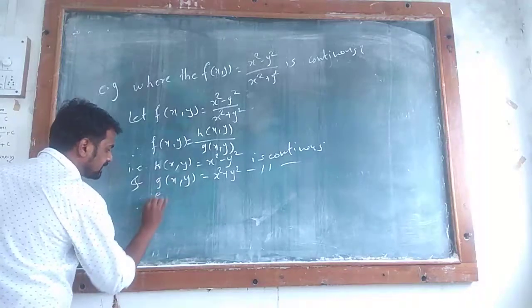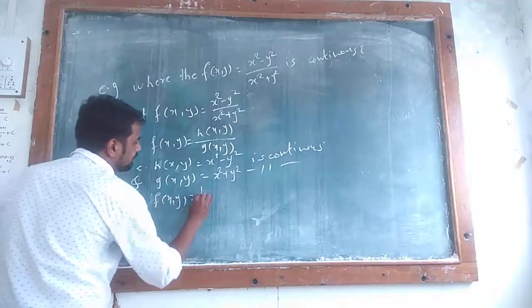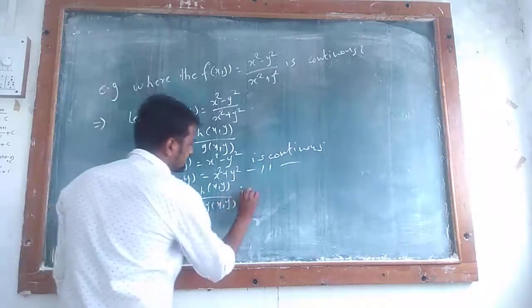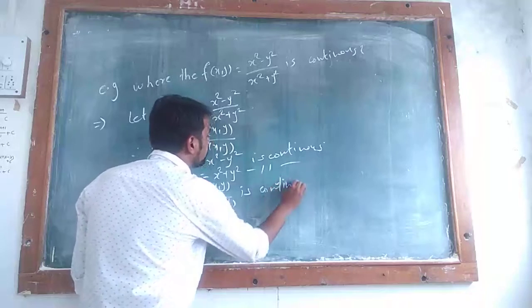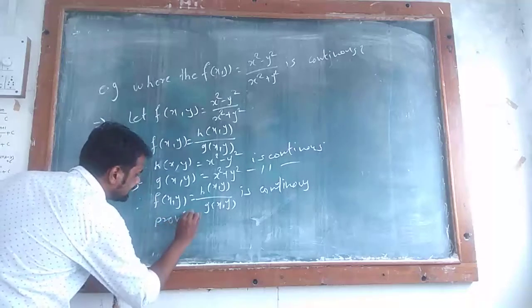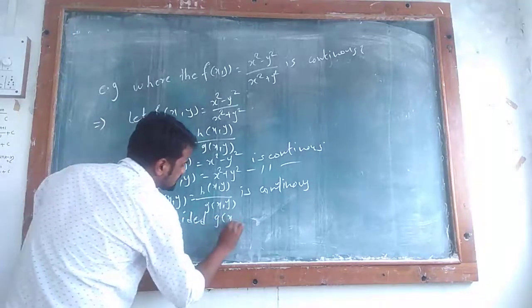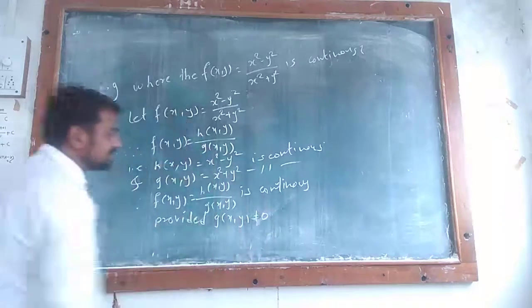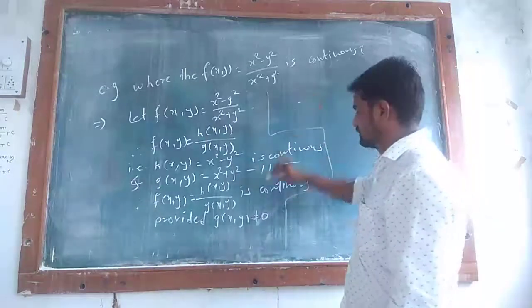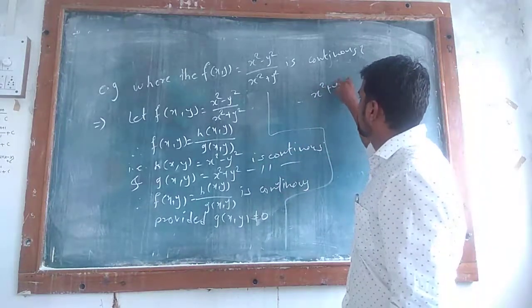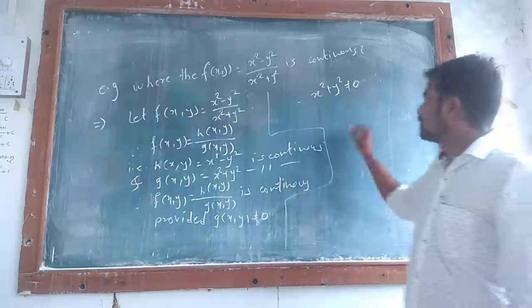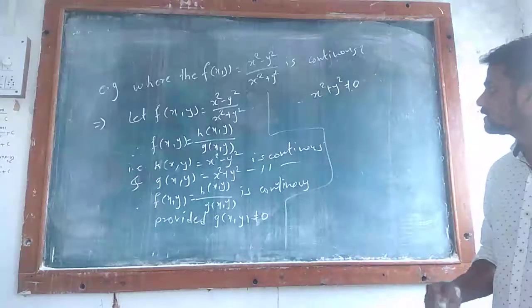Therefore, f of xy is equal to h of xy upon g of xy is continuous by the property 4, provided that we have a condition g of xy is not equal to 0. Okay, that is g of xy, x square plus y square, is not equal to 0. Only this condition is the exceptional case.